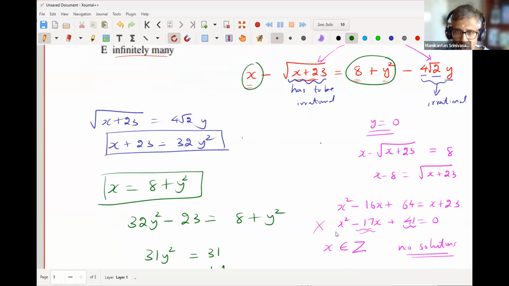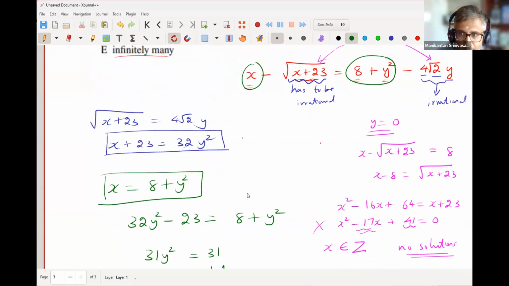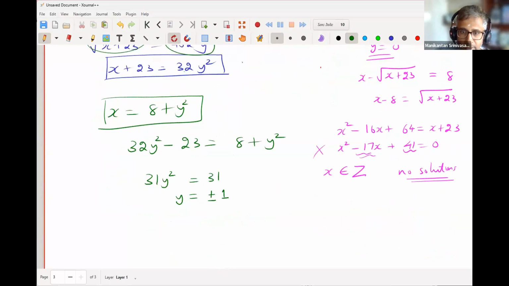Okay, y is plus or minus 1, but y cannot be negative 1. If y is negative 1, this quantity becomes negative. And then we said the square root of something has to always be a positive quantity. So y cannot be negative 1 for that reason. Otherwise, y square equal to 1 would imply y equal to 1, y equal to minus 1. So here we say not possible for this reason that I just said.